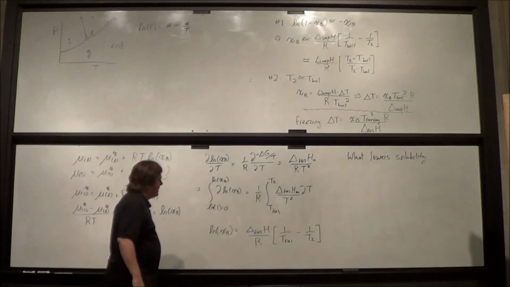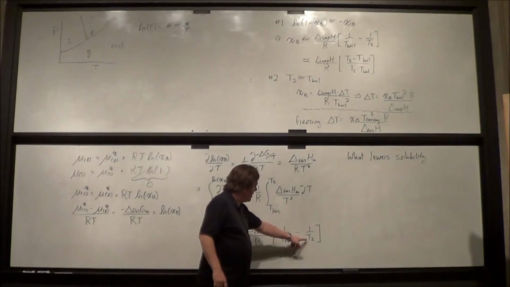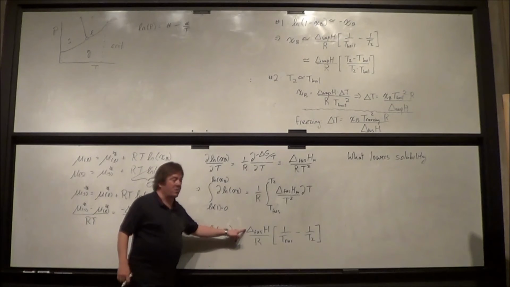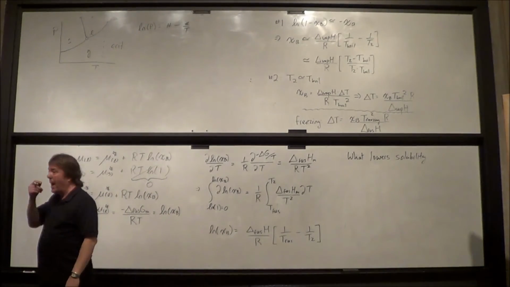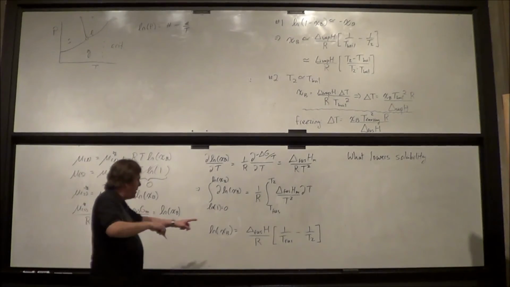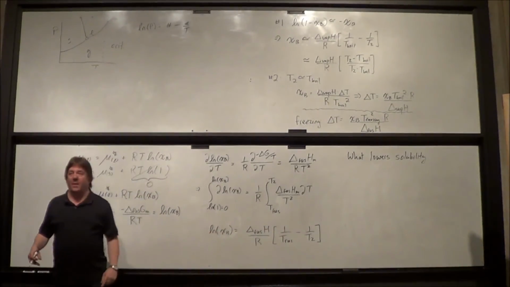Now, if that's the case, then this is 1 over a big number, which is a small number, and that is, 1 over a smaller number is a bigger number, so this is negative. Now, by the way, fusion H's, they're always positive. You have to add heat to melt something. So that's always going to be true. Always positive, always negative, and it makes sense. It's the one thing that the equation does do right.